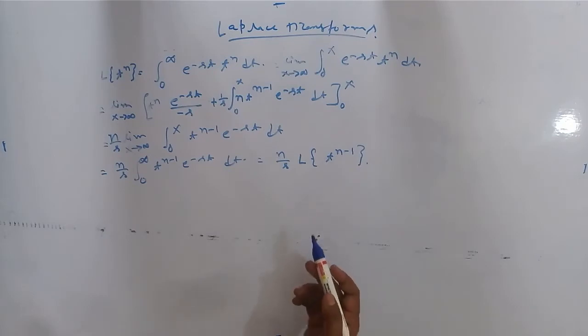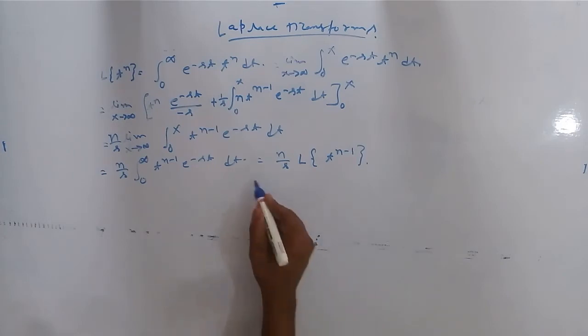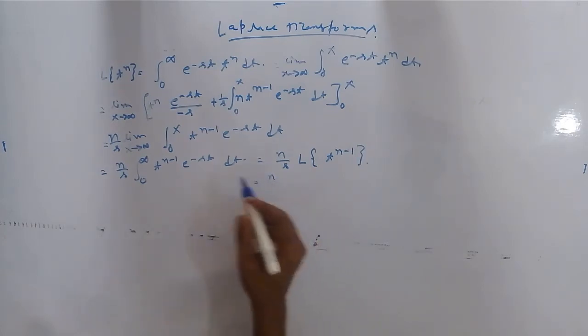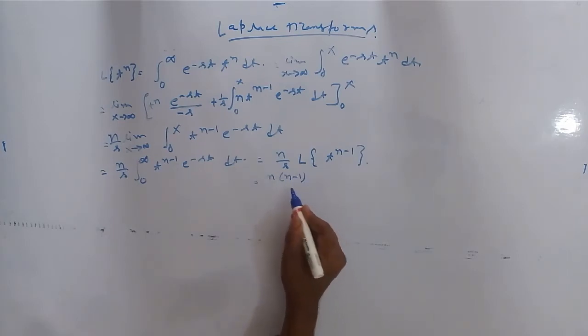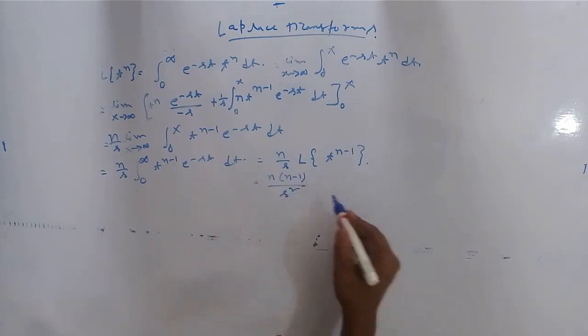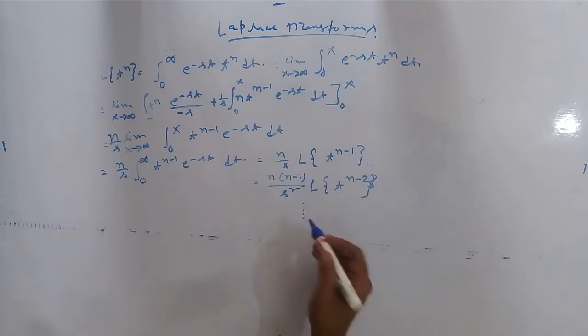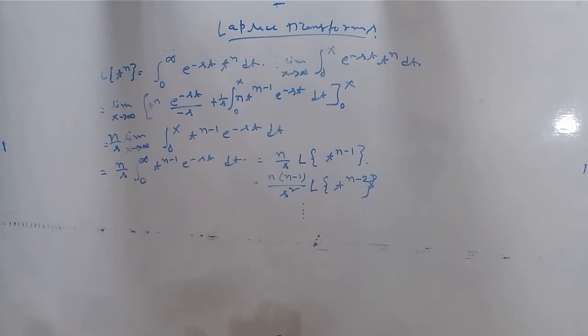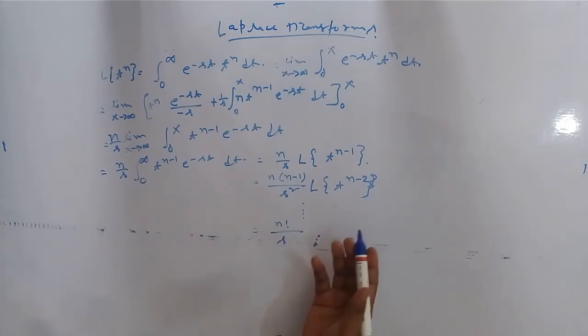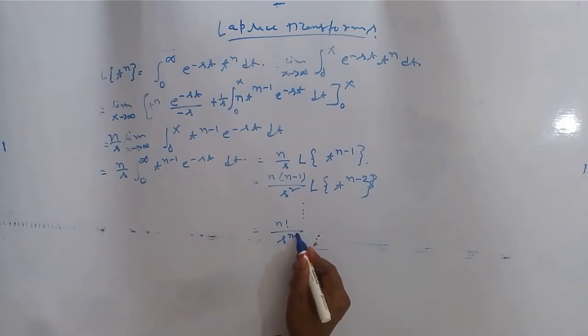So in this way, if we continue this integration by parts, or Laplace transforming by definition, next we will get n into n minus 1 by s square into L of t to the power n minus 2, and it will continue so on. So finally we will get n factorial by s to the power n plus 1. Okay, n factorial by s to the power n plus 1.